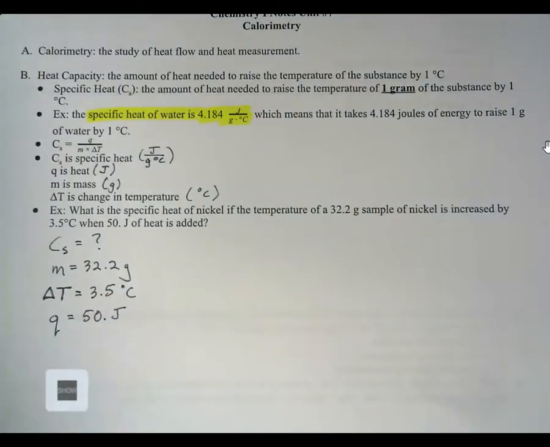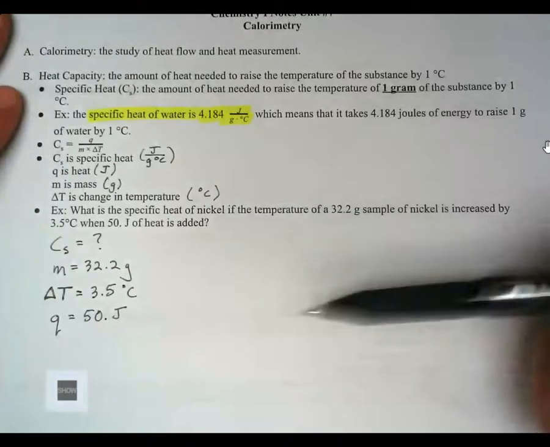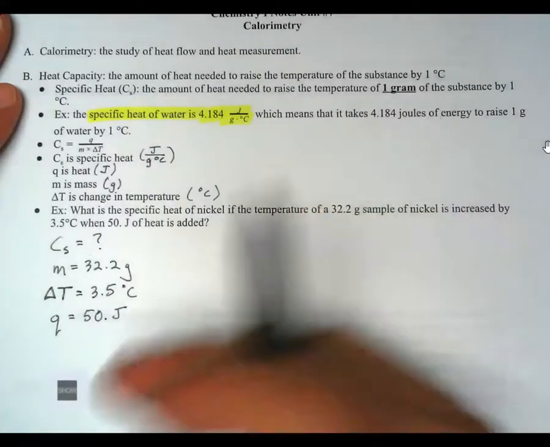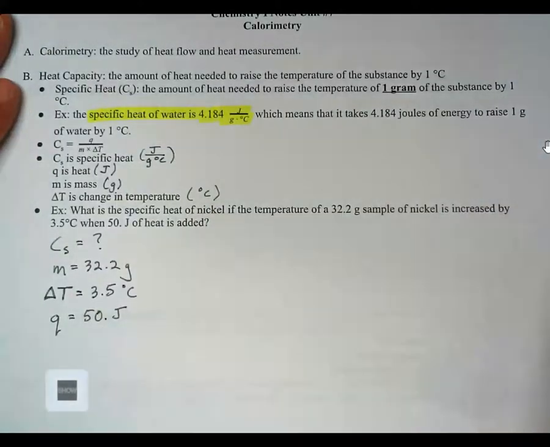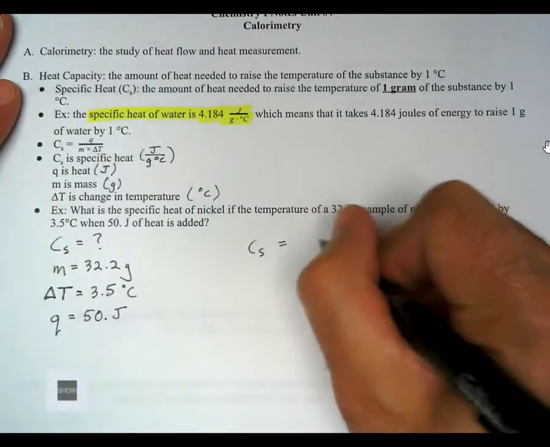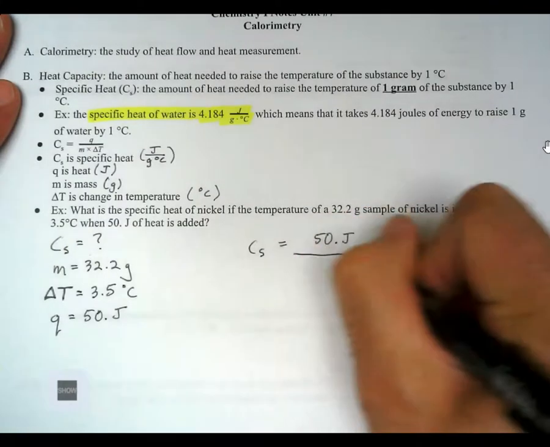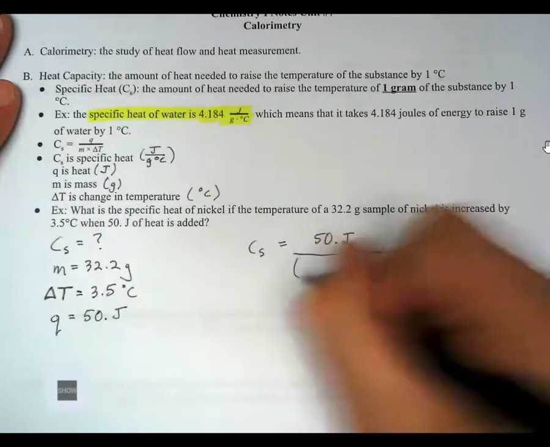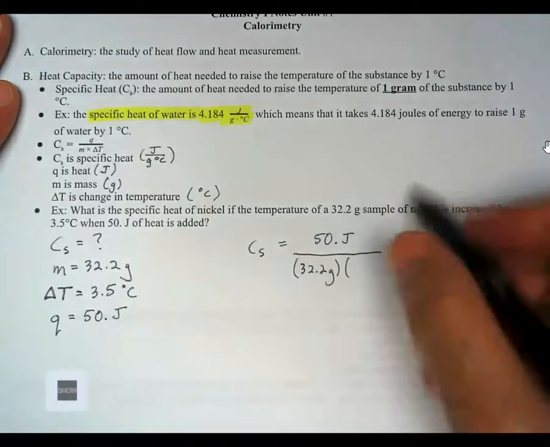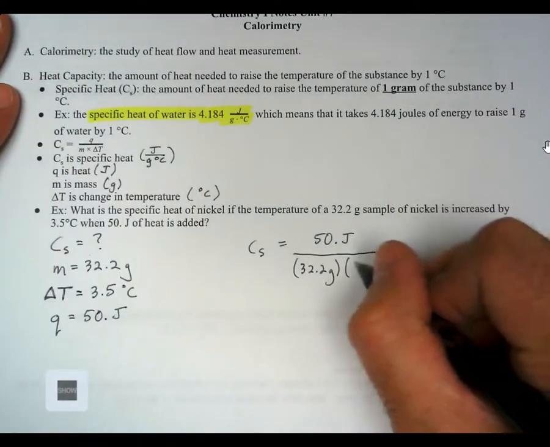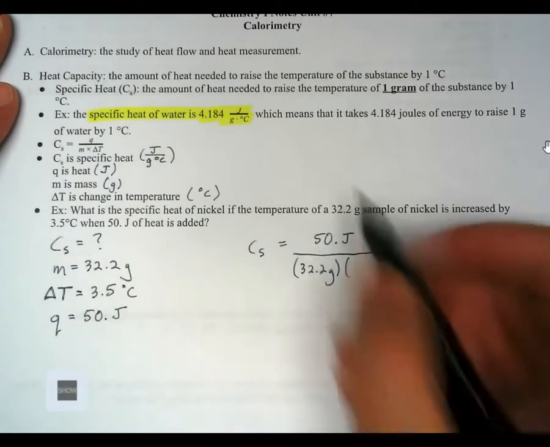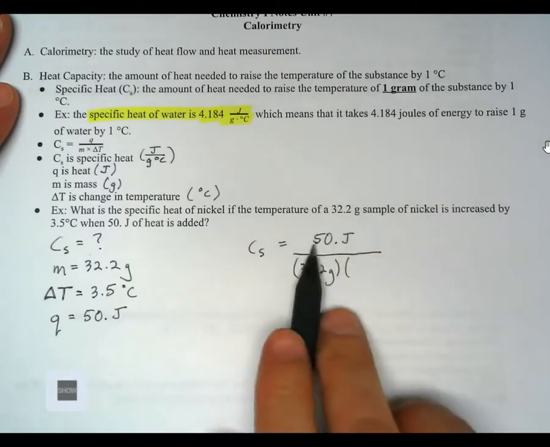All right, so if we look at what we have, we're looking for C sub S. It's pretty much just straightforward plugging in and solving. So C sub S equals Q on the top, over mass, 32.2, times change in temp, delta T. Wait, why is it 50 points there? Just really what that does is it forces it to have two significant figures for the answer.